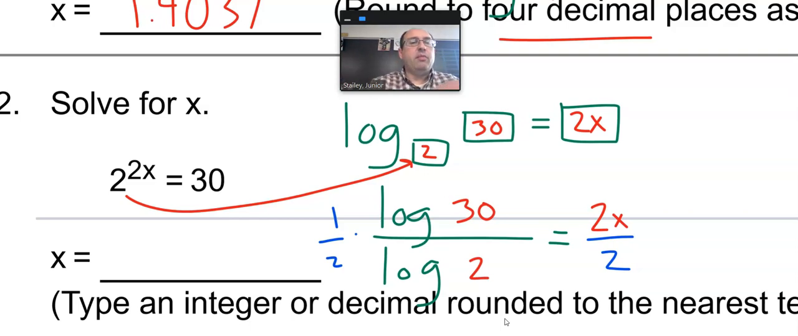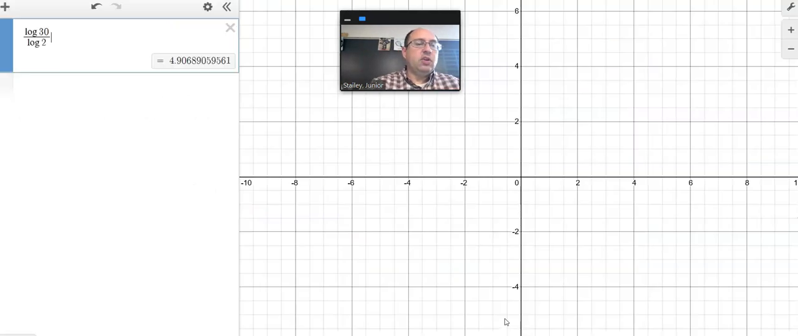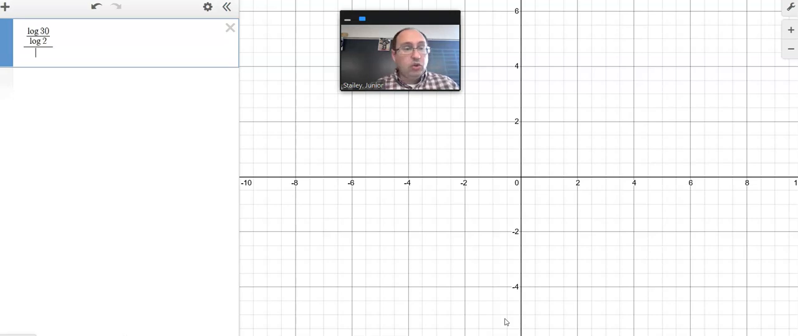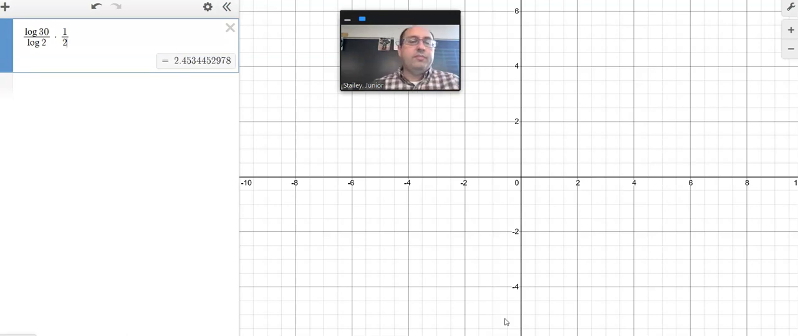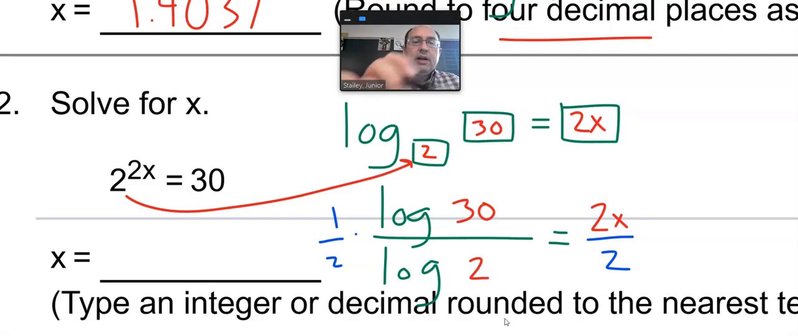It's like a broken record from middle school. Okay? So, I could say divided by 2, it's going to work. Or I can say times 1/2, it's going to work. Or 0.5 if you want a decimal. But there is your 2.4534.